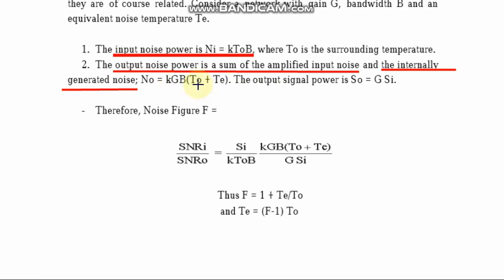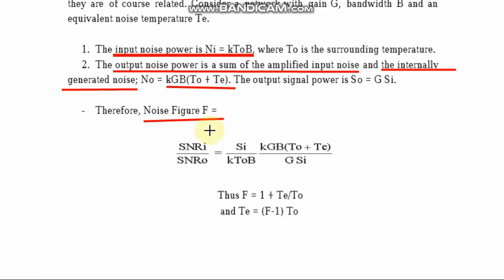If you open this bracket, you will see that there are two terms: K G B T0, that is the amplified input noise, plus K G B TE, that is the amplified noise due to the equivalent noise temperature, and the complete sum is the total noise output power. Okay, so what will be the noise figure?